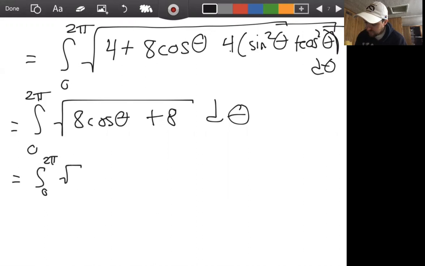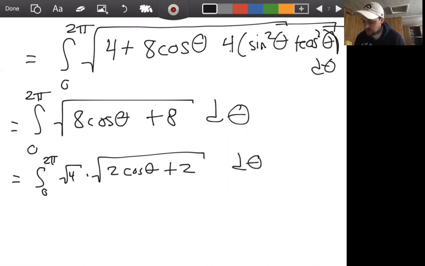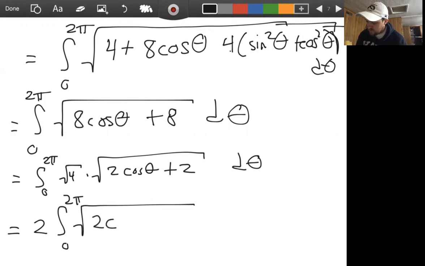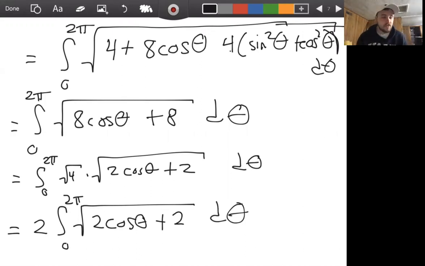We have root 4 times the square root of 2 cosine theta plus 2, d theta, but root 4 is 2. So we have 2 times the integral from 0 to 2 pi of the square root of 2 cosine theta plus 2, d theta. And now this is the integral we're tasked with solving: this 2 cosine theta plus 2, all under the square root.